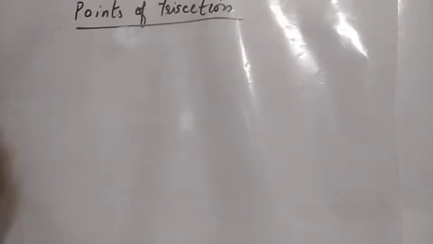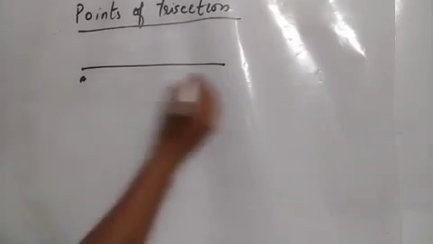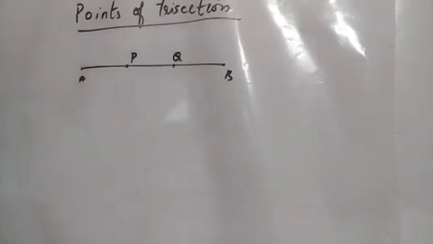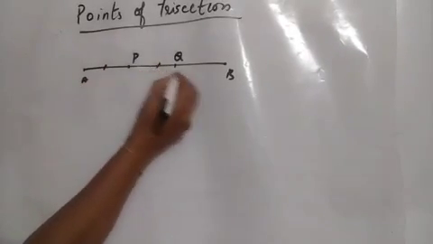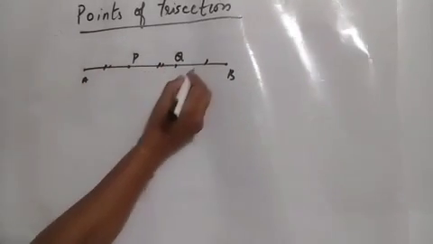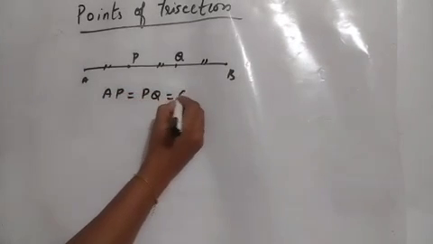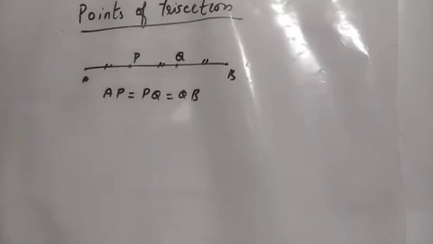Topic is points of trisection. Let points P and Q lie on a line segment AB. P and Q lie on line segment AB and divide it into three equal parts. These three parts are equal. That is AP is equal to PQ is equal to QB. Then P and Q are called points of trisection of AB.